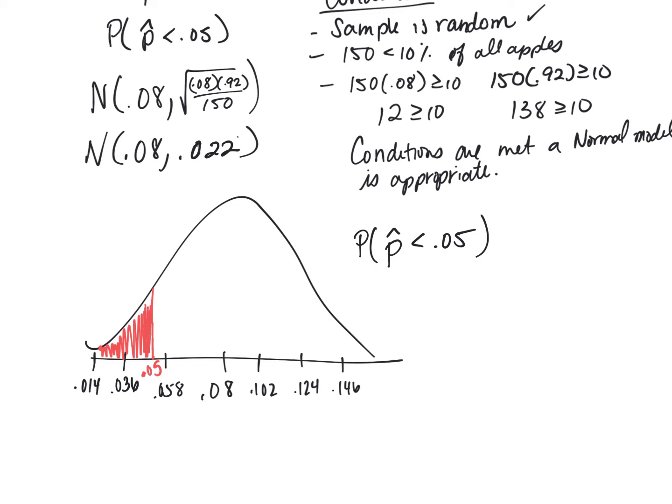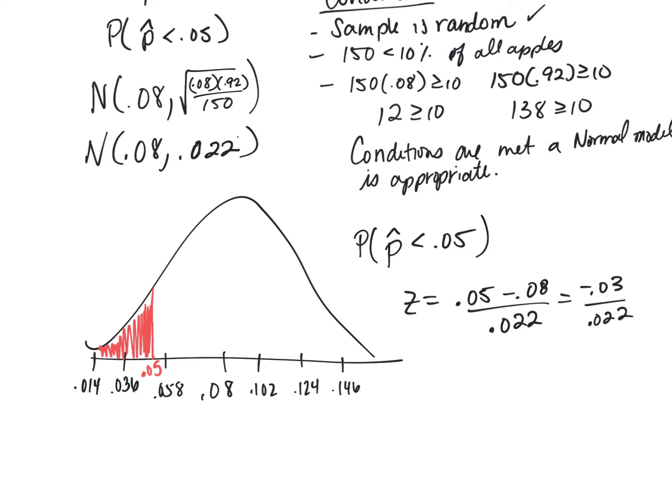Yes. So my z-score is 0.05, the sample proportion I'm interested in, minus the actual proportion. Now, you're not always going to have the actual proportion, and we talk about that in the rest of the semester. Okay, very rarely do you know the exact number of bad apples in the truckload. You're using the sample to determine whether you should accept it or not. And that's 0.022. So negative 0.03 divided by 0.022.